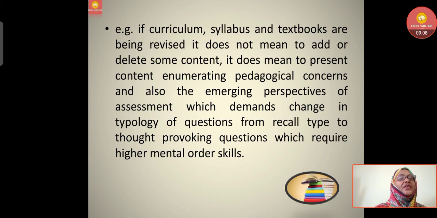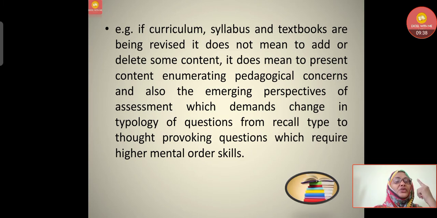For example, what we are talking about: if the curriculum, syllabus and textbooks need to be revised, that doesn't mean that we have to delete some content or add more content. Content should be presented while observing what pedagogical concerns there are, what the emerging perspectives are, what things need to be changed in the assessment process, and what the demand is to change these types of questions.